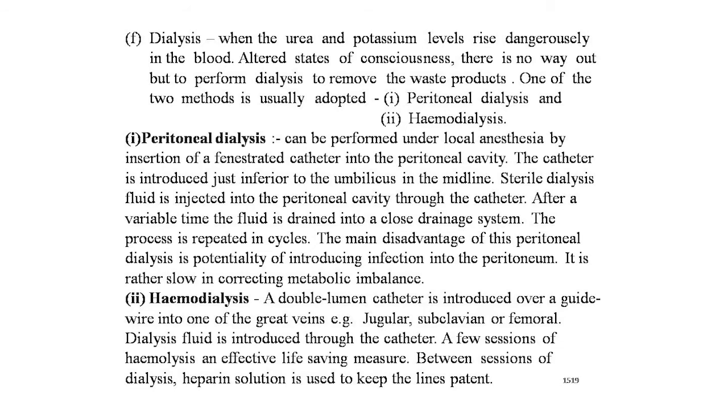Sterile dialysis fluid is injected into the peritoneal cavity through the catheter. After a variable time, the fluid is drained into the closed drainage system. The process is repeated in cycles. The main disadvantage of this peritoneal dialysis is the potential of introducing infection into the peritoneum. It is rather slow in correcting metabolic imbalance. Recent abdominal surgery is a contraindication to the peritoneal dialysis.